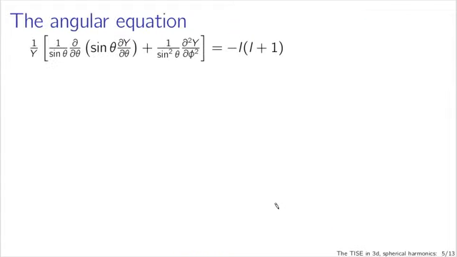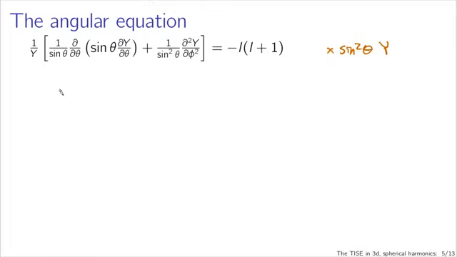The angular equation has this complicated form, and it's going to be equal to this constant, minus l(l+1). The way to simplify this equation, first of all, I want to get rid of these sine squared thetas in the denominator. So I'm going to multiply through everything by sine squared theta. When I do that, I want to get rid of this Y in the denominator as well. So I'm going to multiply through by sine squared theta Y.